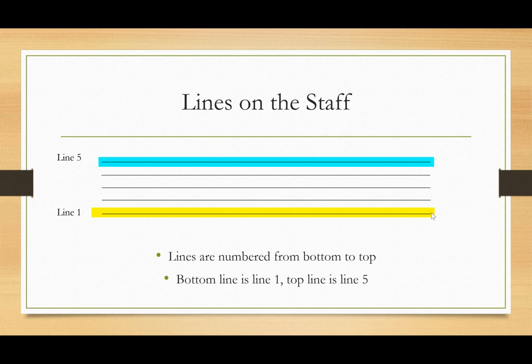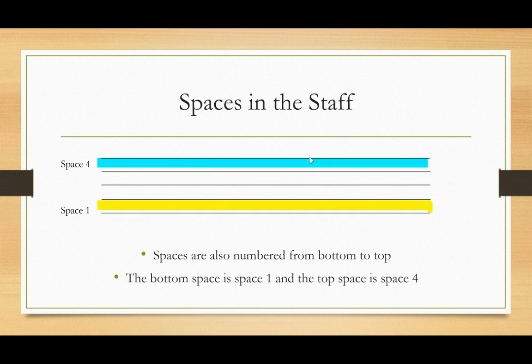Lines are numbered from bottom to top. So this yellow one right here, this is line 1. And then we've got line 2, line 3, line 4, and then line 5 is the top line, which is this blue one. Spaces are numbered the same way from bottom to top. So this yellow one is space 1, and then we've got space 2, space 3, and space 4 is this blue one. And if this is ever too fast and you need to hear it again or you want to take notes, feel free to pause the video at any time.